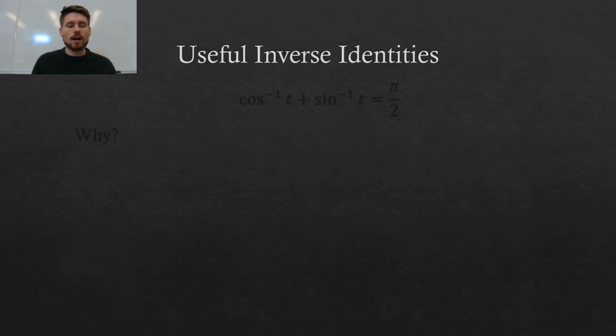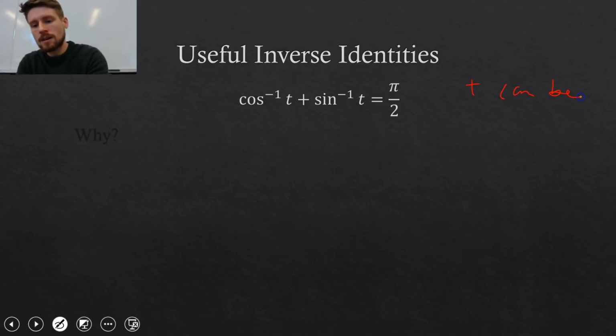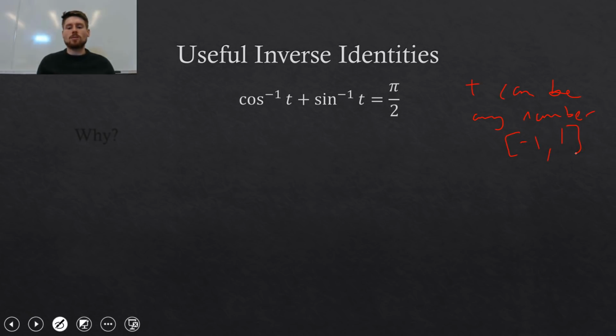Okay, so we're going to kind of reason out these identities in this next part and then use them to solve a couple of problems. So here's one super useful identity that relates inverse cosine and inverse sine together. So this t stands for any number. T can be any number that's in the domain for these functions. So it can be any number from -1 to 1.